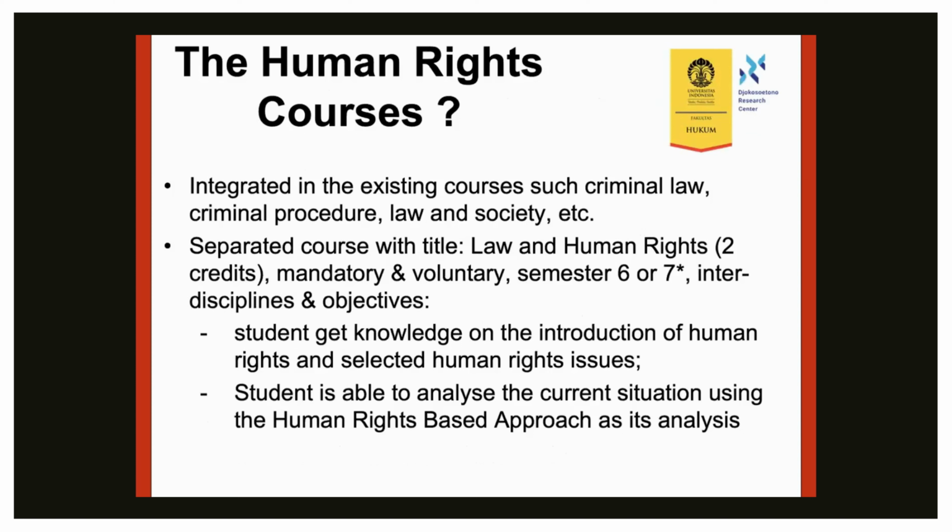The first is an integrated one, which is integrated in the existing courses, for example, criminal law, criminal procedure law, law and society, public international law. They somehow mention human rights and discuss it a bit here and there. However, it is really limited to the specific topic, because it's linked to the main principal topic. And then second, we also have a separate course with the title Law and Human Rights. And this course is mandatory for all law students.